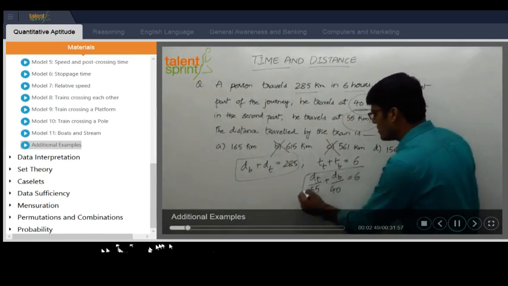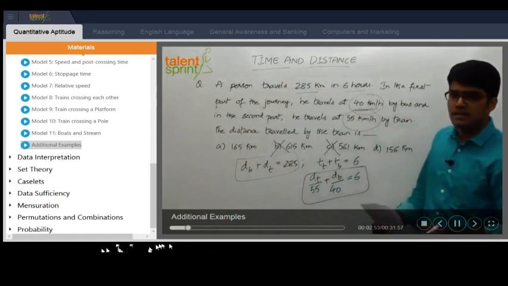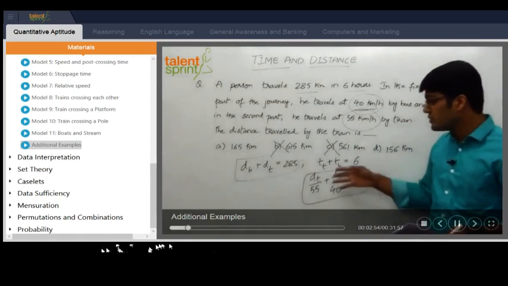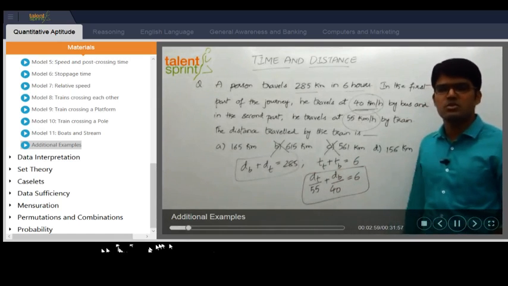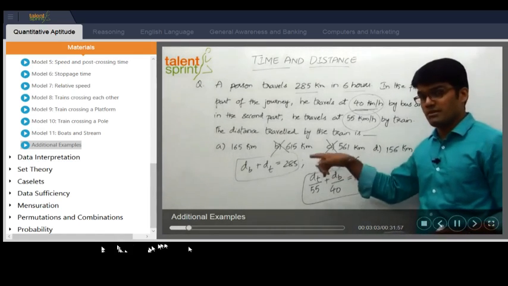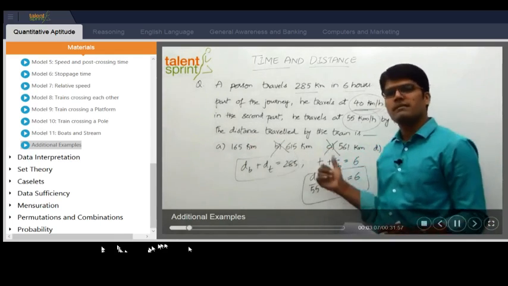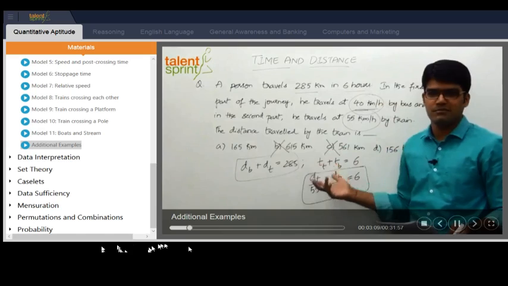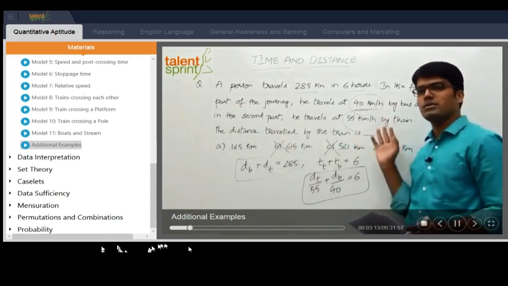Now if you observe, we have got two equations with two variables, right? Equation number 1 says dB plus dt is 285. Equation 2 says dt by 55 plus dB by 40 equals 6. Two equations, two variables, you can solve. But a better way of solving this question, particularly in this context, would be to go by options. We have only two options left. Check the first one. If that satisfies, that's your answer. Otherwise, the fourth option is your answer.